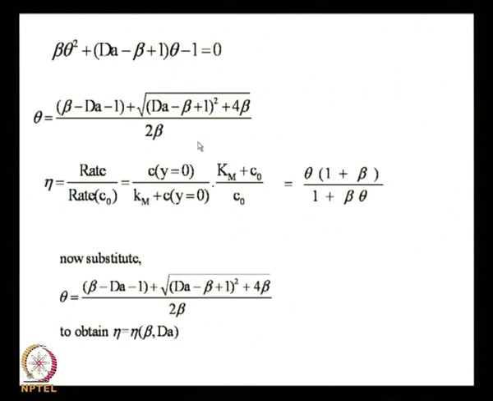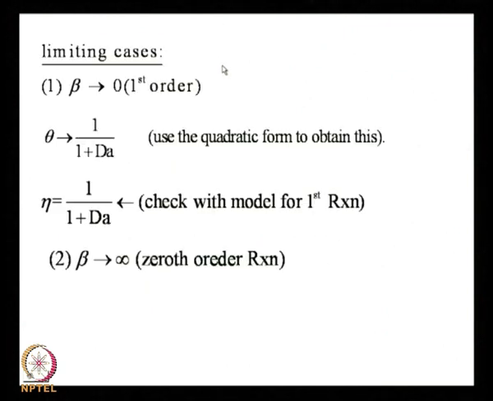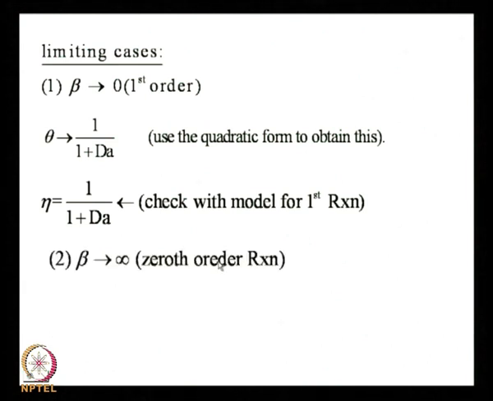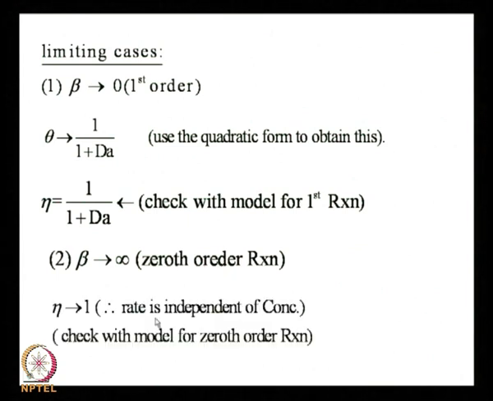Is it clear, Lisa? So, you cannot put it directly into the solution because it will blow up if you do. Put it into the quadratic form and get it. Similarly, for beta going to infinity, you also have to put it into the quadratic form and get this, and what you will get is eta going to 1.